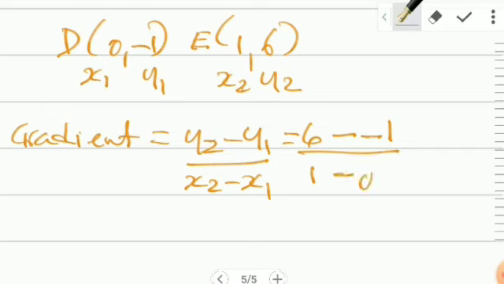Finally, 6 minus minus 1, these two negatives will give us a plus. So we're looking at 7 over 1. You could say finally the gradient is 7.